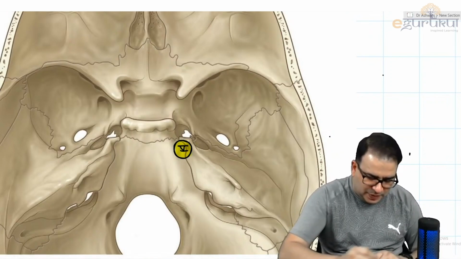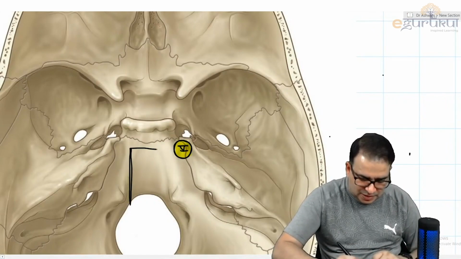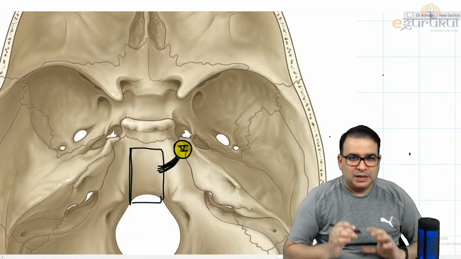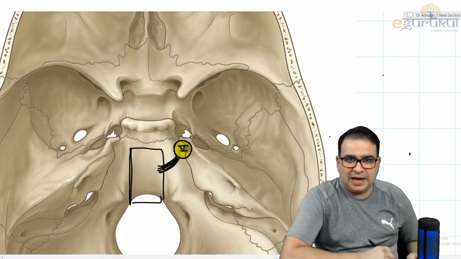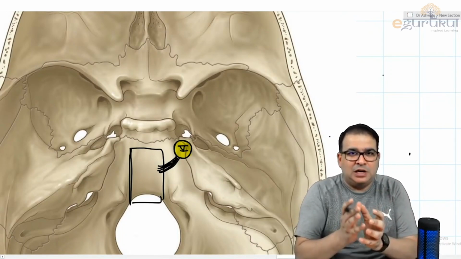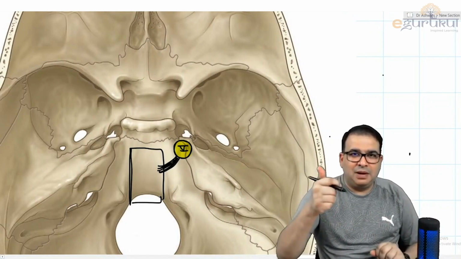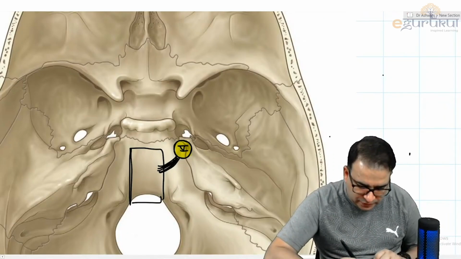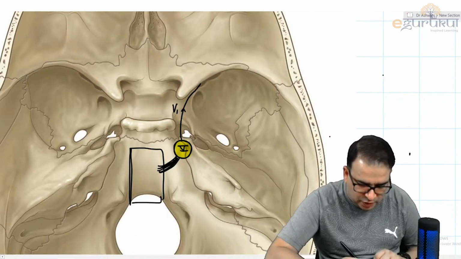Where will the brainstem be? Guys, the brainstem will be somewhere here. This is the brainstem. So obviously the brainstem will give off the trigeminal nerve. From the brainstem, the trigeminal nerve will come out. Then it goes into the trigeminal ganglion, and from the trigeminal ganglion, the nerve will divide into three parts: ophthalmic, maxillary, mandibular. But the ophthalmic nerve will go into this fissure, which is called the superior orbital fissure. That is V1, the ophthalmic nerve.